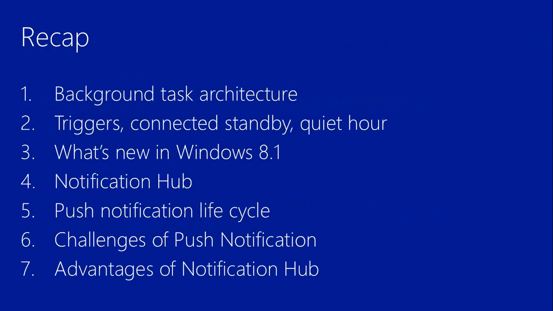This is the end of our talk, ladies and gentlemen. Here is a slide which recaps whatever we have talked so far. We saw the background task architecture, how there are services, triggers, and background task infrastructure. We talked about the types of trigger and the new triggers in 8.1. We understood the concept of connected standby, which means that the hardware or the system is low on power and low on network. We understood about quiet hour, which is 12 a.m. to 6 a.m., in which background tasks are not allowed to run, and all of those are kept in a buffer or queued, and after the system comes out of the quiet hour, those are executed.